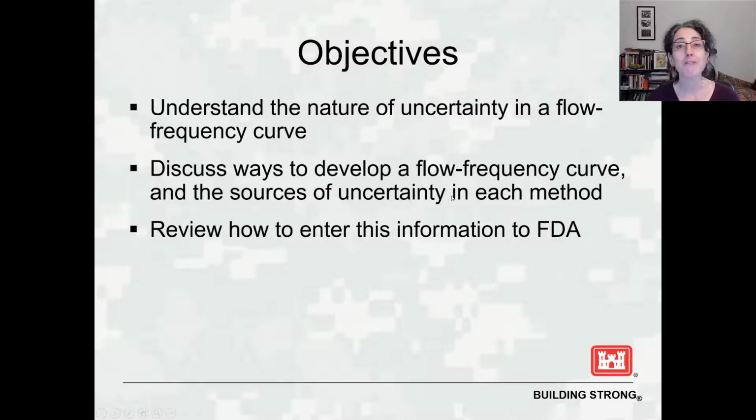Okay, so now finally I'm moving into the objectives of the presentation. Understand the nature of uncertainty in a flow frequency curve. We just looked at the main cause of that uncertainty, which is called sampling error, our sample perhaps not being representative of the population. We'll discuss ways to develop a flow frequency curve and the sources of uncertainty in each method. So the method that we just looked at, which was flow frequency analysis, and also other methods. And then we'll review how to enter this information into FDA.